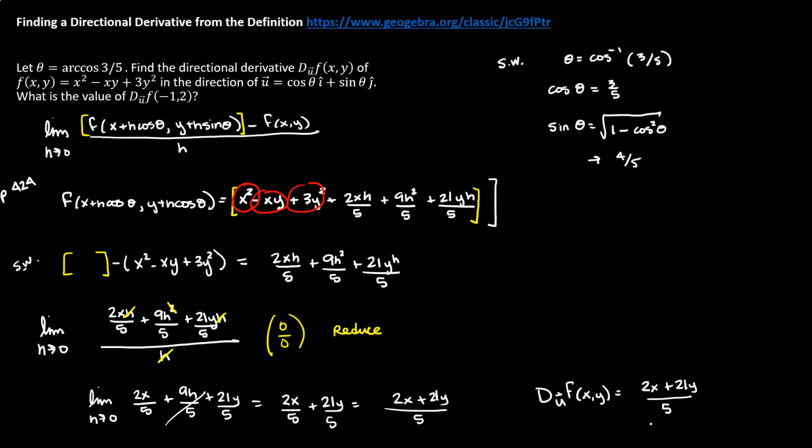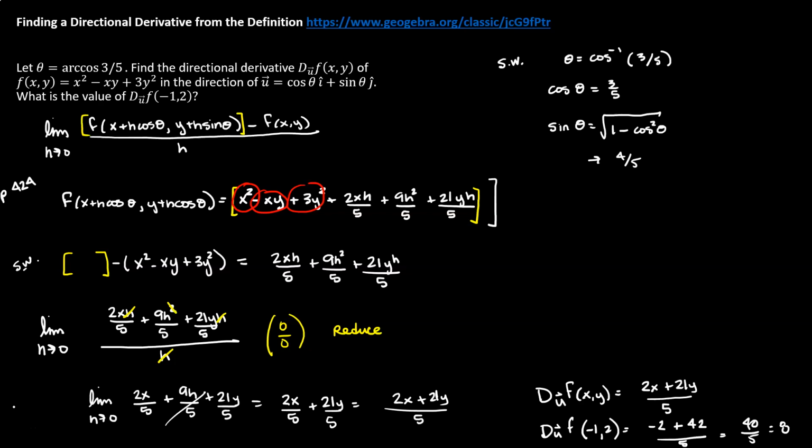But remember that there's two parts to this problem. Not only did we want to find that derivative function, we also want to evaluate it at x equals -1 and y equals 2. So we go ahead and plug those in. Replace the x with -1, the y with +2. We get -2 plus 42 over 5, or 40 over 5, which simplifies to 8.